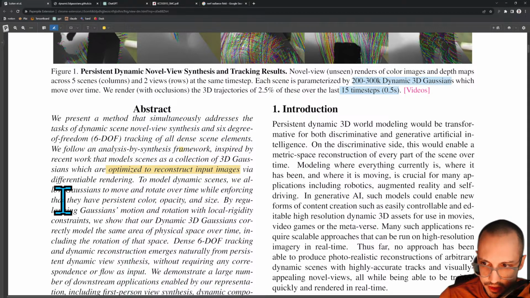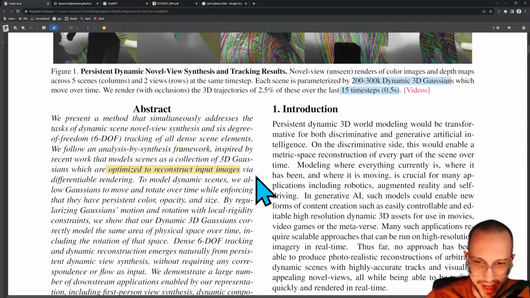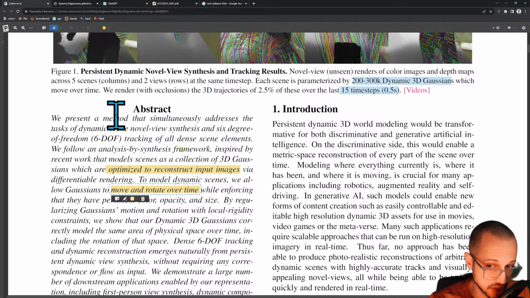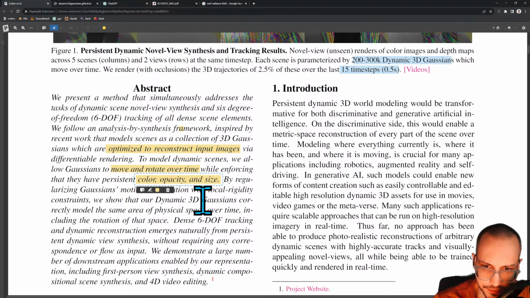To model dynamic scenes, we allow Gaussians to move and rotate over time while enforcing that they have persistent color, opacity, and size. Okay, so move and rotate over time. So there's a velocity, but then there's also an angular velocity, perhaps acceleration, angular acceleration. We'll see whether they choose to just stop at velocity or whether they also have the acceleration component, because it's just more stuff to keep track of. But each of these Gaussians has the same color, opacity, which is kind of how see-through it is, and then size, which is, of course, the relative size.